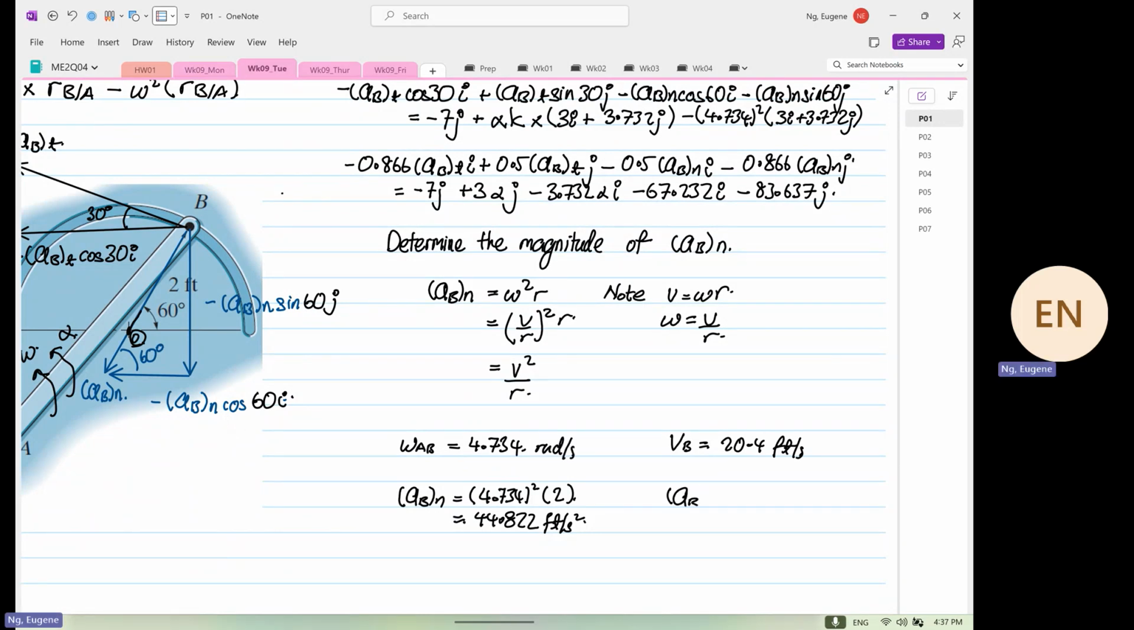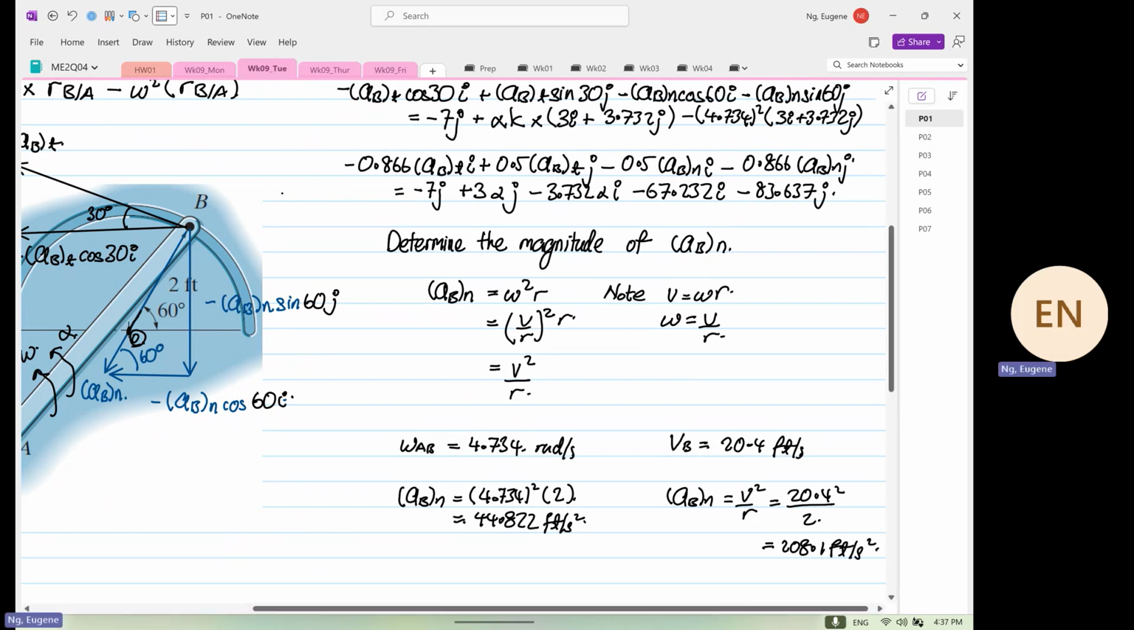If we were to use the calculation V squared over R, this will be equal to 20.4 squared divided by the radius, which is 2. The value is 208.1 feet per second squared.